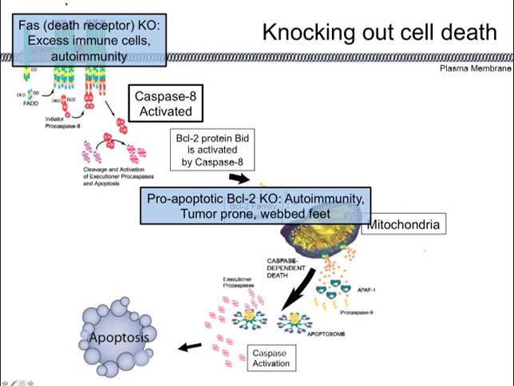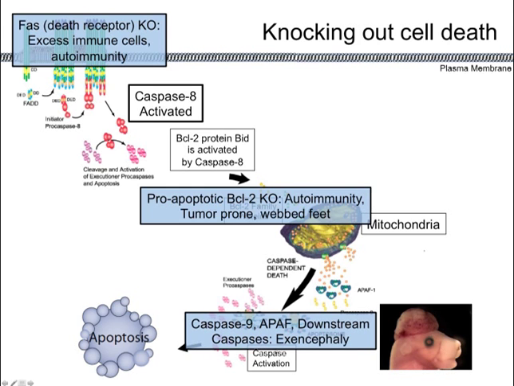So when you knock out some of these apoptosis-inducing receptors, you get the phenotype of excess immune cells and autoimmunity, so you have too many cells. Knock out some of the pro-apoptotic BCL2 family members, you again can get autoimmunity. In some cases, you get mice that are tumor-prone. In some cases, you can actually get mice that have webbed feet because during development, the interdigital space of the mouse's paw and of our hands are sculpted by apoptotic cell death. So if you remove apoptosis, you actually can get webbed-footed mice.